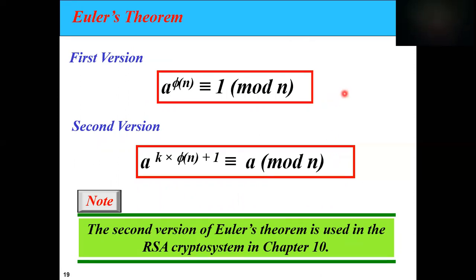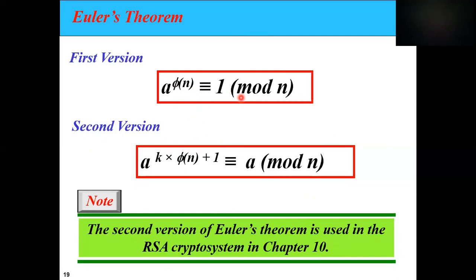Another version, or you can say the generalization of Fermat's Little theorem, we call it Euler's theorem. The first version of this is a to the power phi of n is congruent to 1 mod n, and this is useful for any composite number n, but Fermat's Little theorem is mostly useful for mod prime. This is the generalization.